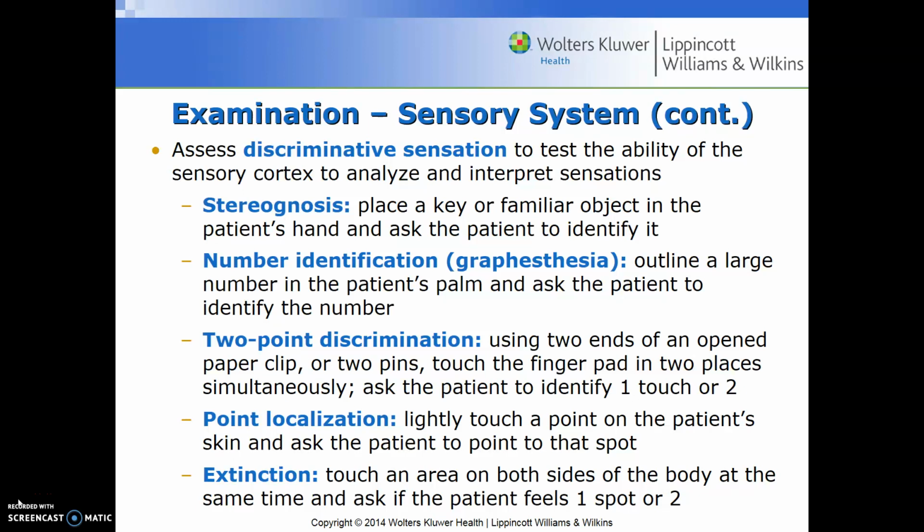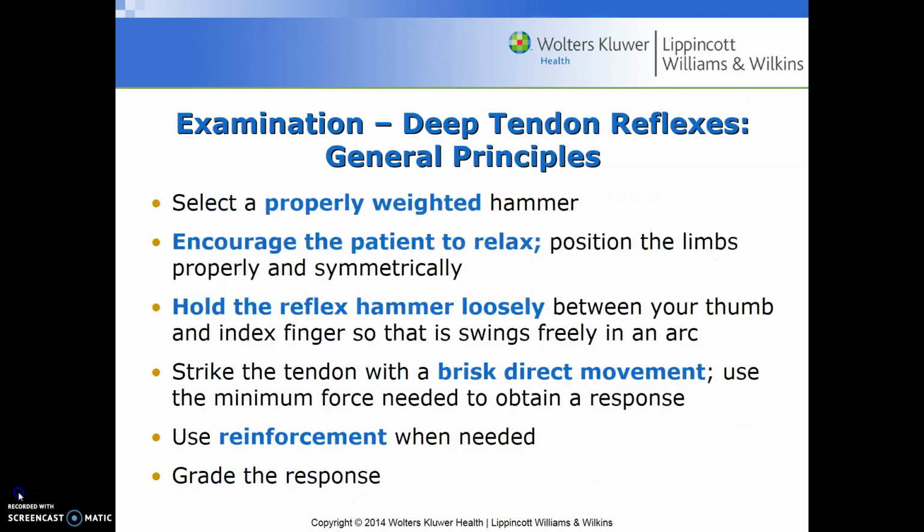Number identification, you have them close their eyes, draw the number in the palm of their hand. 2-point discrimination is usually done with a paperclip. And point localization, light touch on a point on the patient's skin and ask the patient to point to that spot. And extinction, touch an area on both sides of the body at the same time and ask if the patient feels one spot or two.